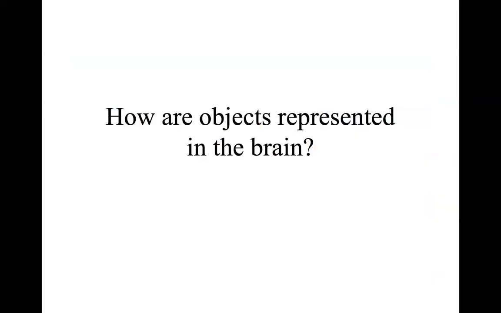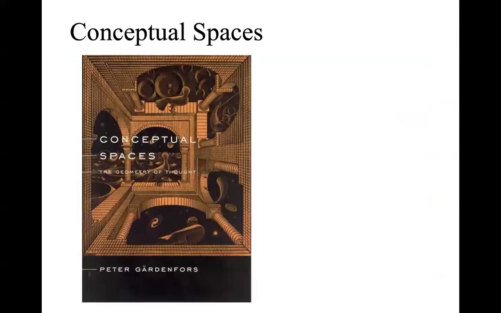So now with this very quick background, I'm going to my main topic, and that is how objects are represented in the brain. I'm not just talking about buildings, but about objects in general. And I've written about this a little bit in my book on conceptual spaces. That's a fairly old book by now.